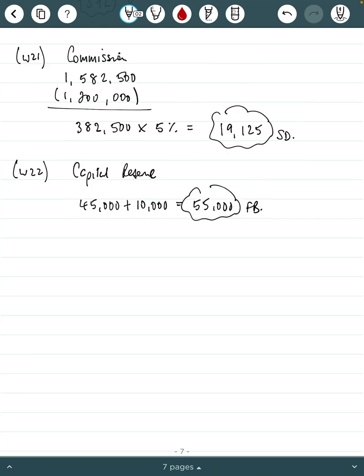Important to note, lads, that this 10,000 you'll be taking it away from your net profit in your P&L. Okay, so it's worth noting also that that has to be done in the P&L. All right, lads, that's all your workings done there.